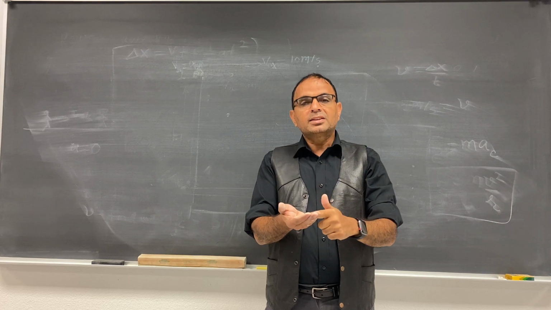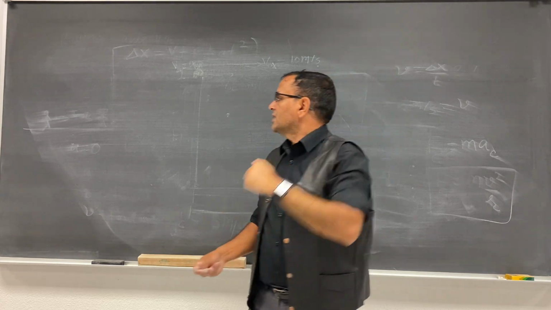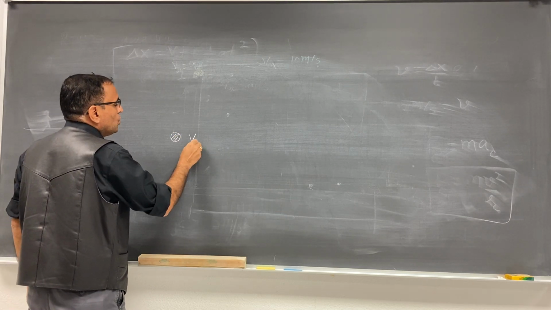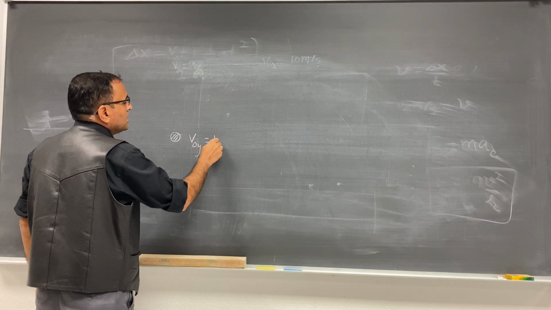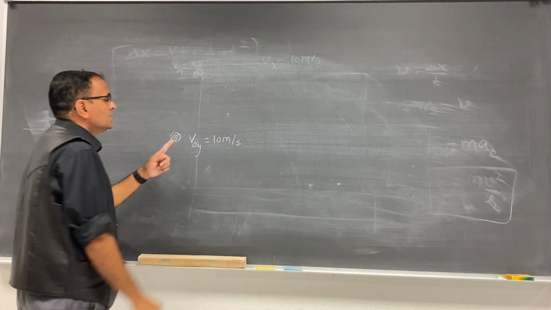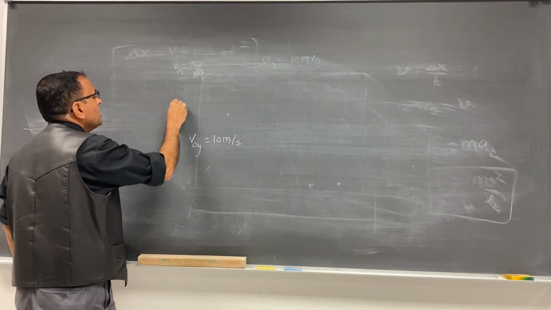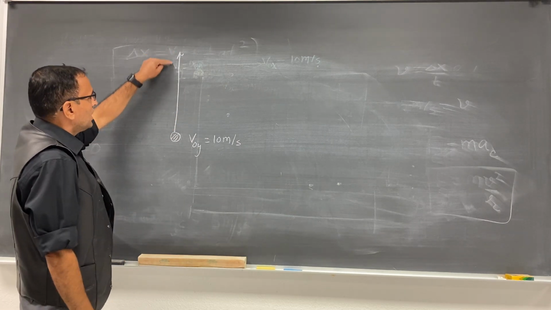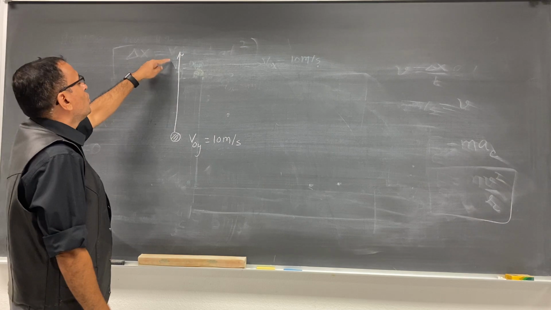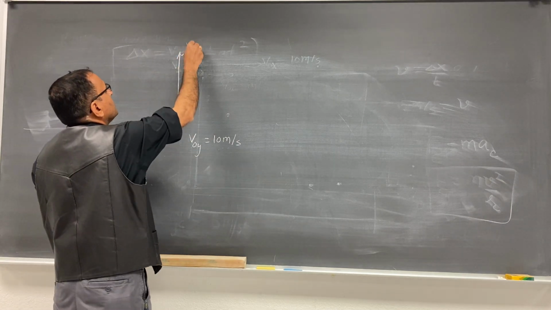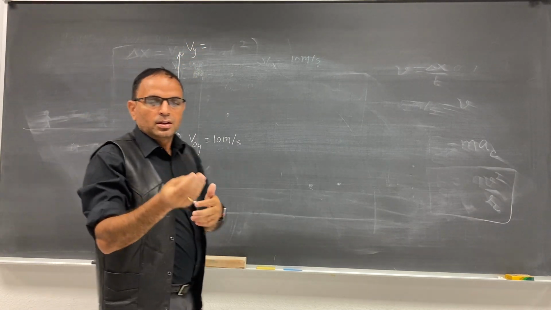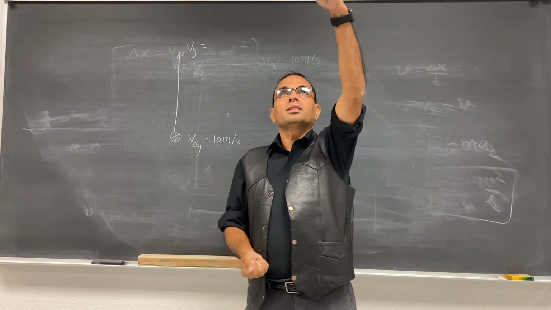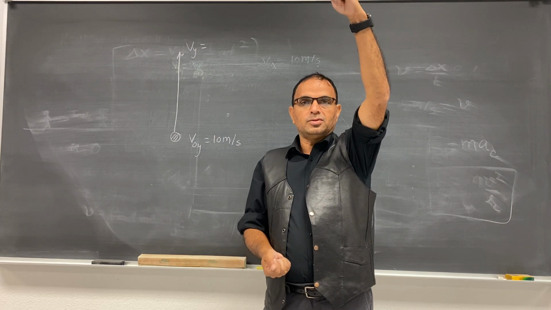How long does this object take to reach the point at maximum height? Let us suppose you throw from here with v0 in the y direction, 10 meters per second. The object goes vertically up like this. I don't know this height. But what I do know is your final velocity here. I throw the object from here at 10 meters per second vertically up. From here to there, what is your final velocity?